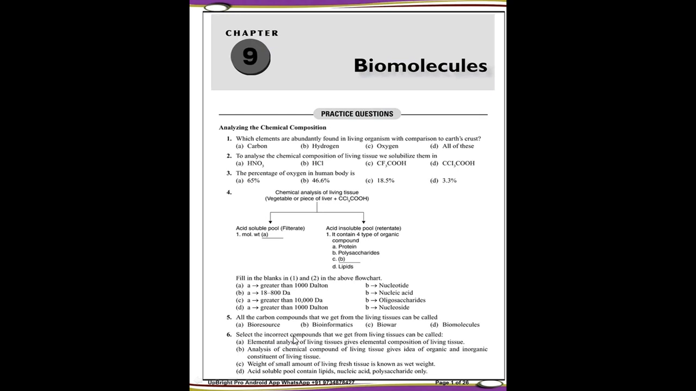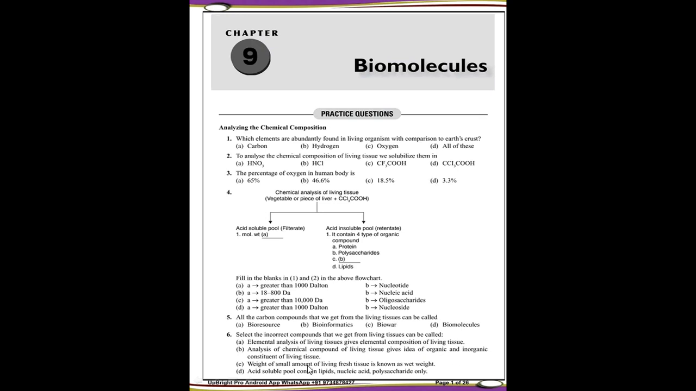Question 6. Select the incorrect statement about compounds that we get from living tissue. This question is not all that clear, but let's see how best you can answer. Which of these is incorrect? Elemental analysis of living tissue gives elemental composition of living tissue. This one is okay. You have to select the incorrect statement among these. Analysis of chemical compounds of living tissue gives an idea of the organic and inorganic constituents of living tissue. Which one is true?